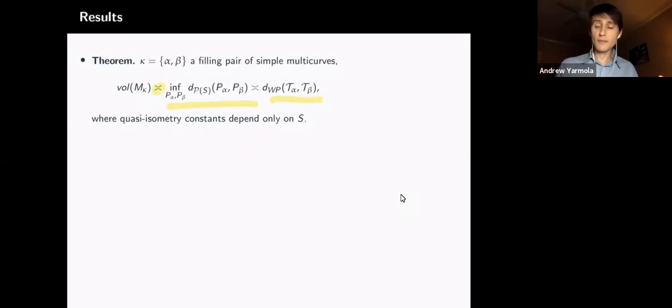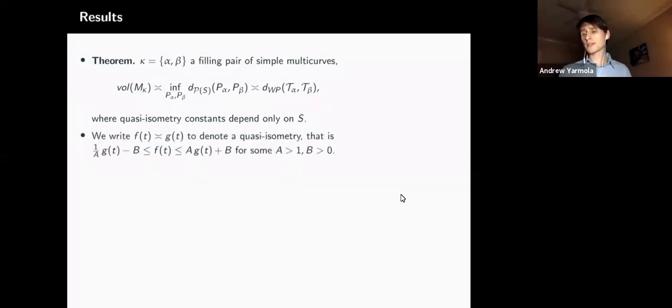That is a quasi-isometry. And what I mean by quasi-isometry is just a relationship between two functions, and it says that they're sort of linearly related. So we say that f of t is at least 1 over a times g of t minus b, and at most a times g of t plus b, for some constants. And these constants in our theorem only depend on the topology of S, nothing else. So that's sort of a nice relationship.